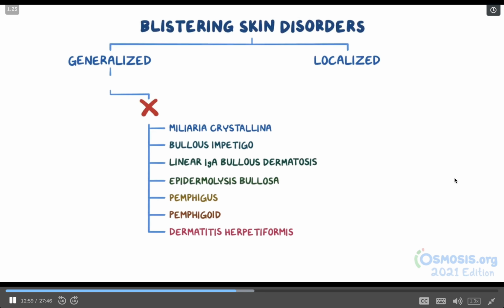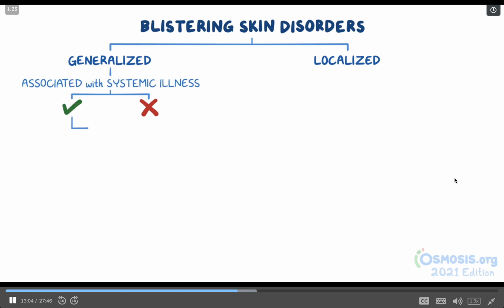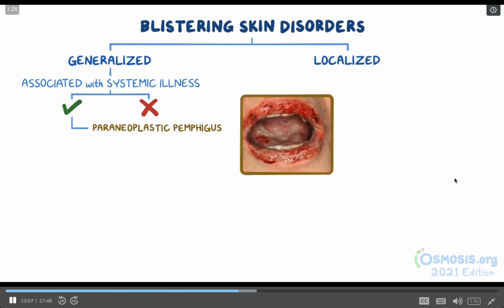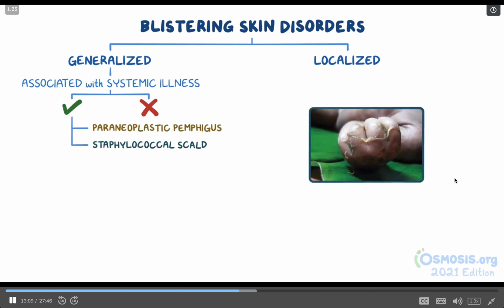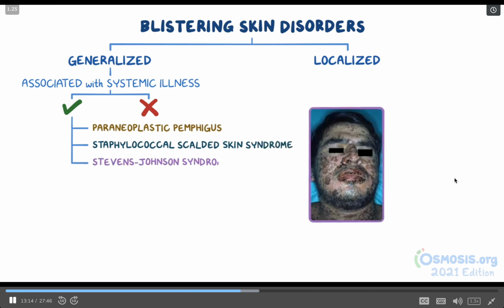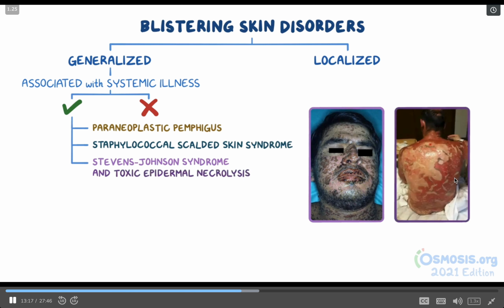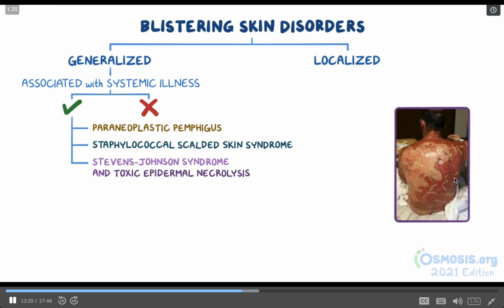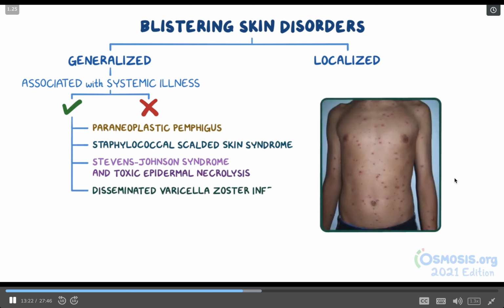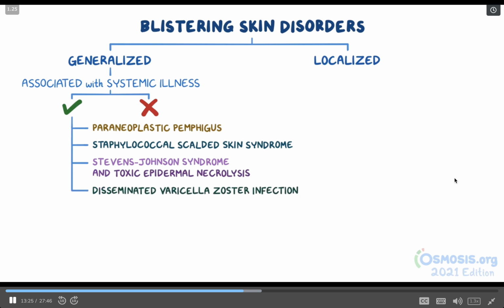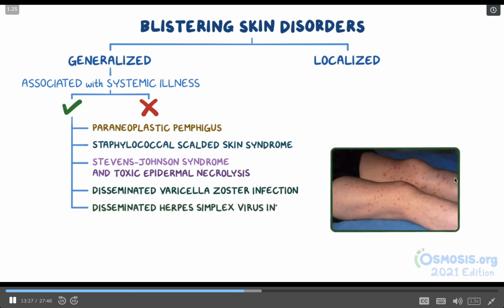Now, generalized blisters may also be associated with systemic illness. This includes paraneoplastic pemphigus and staphylococcal scalded skin syndrome, as well as Stevens-Johnson syndrome and toxic epidermal necrolysis, disseminated varicella zoster infection, and disseminated herpes simplex virus infection.